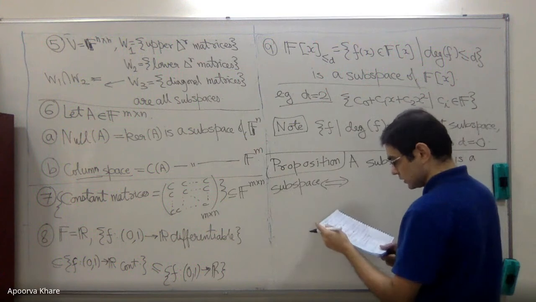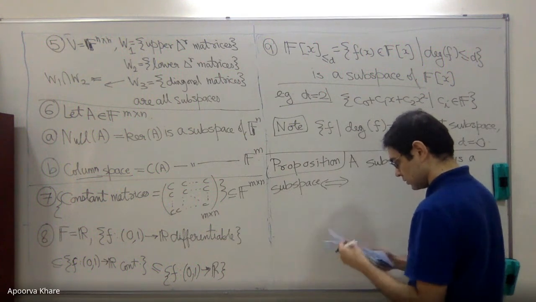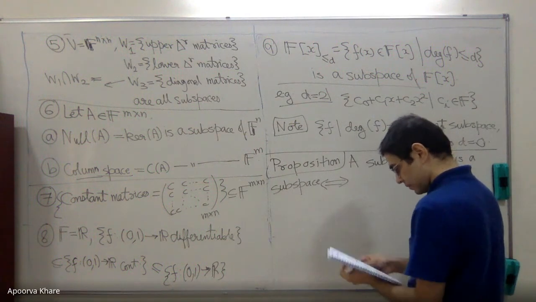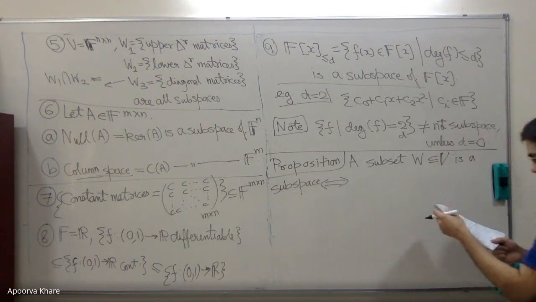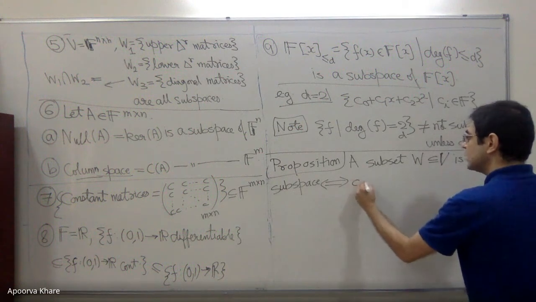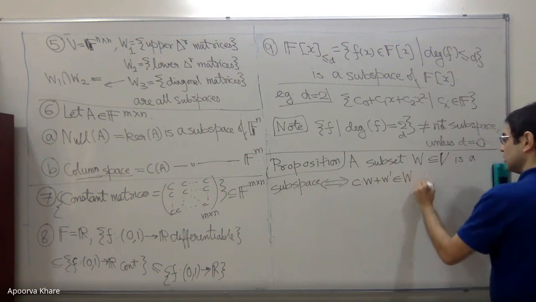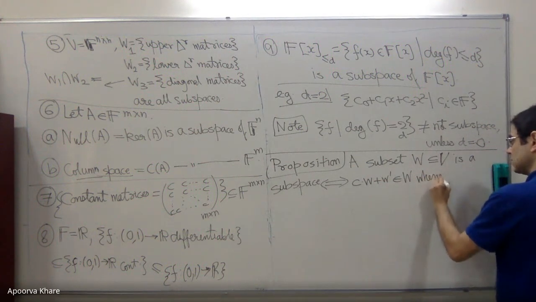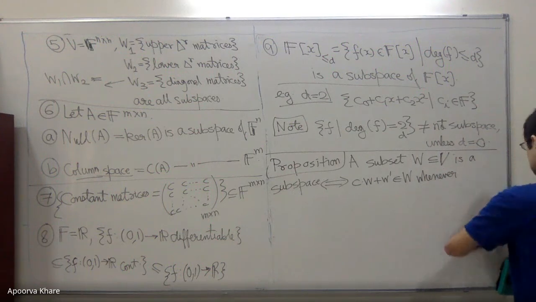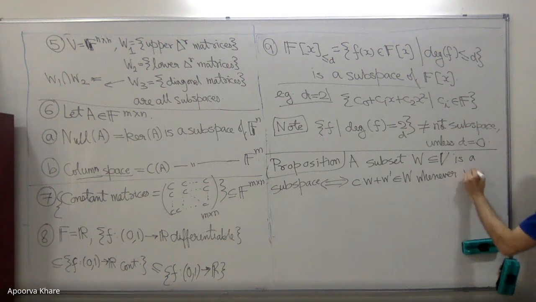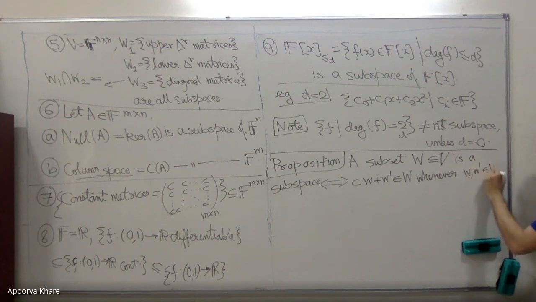How do I want to say this? Oh, it's not the previous page, is it? I call it a lemma, it seems. Anyway, W is a subspace if and only if C times W plus W prime is in W whenever W and W prime are elements of the set W and C is a scalar.